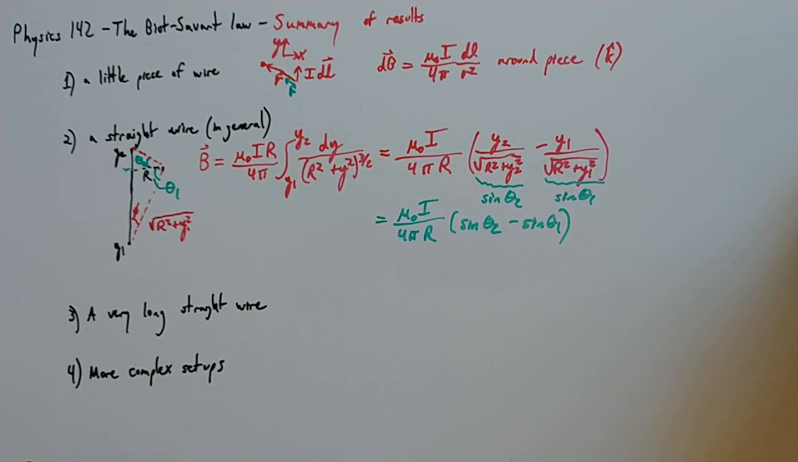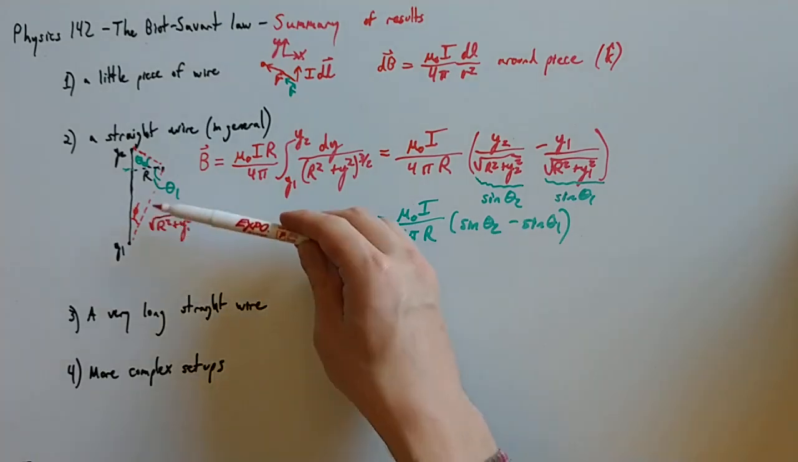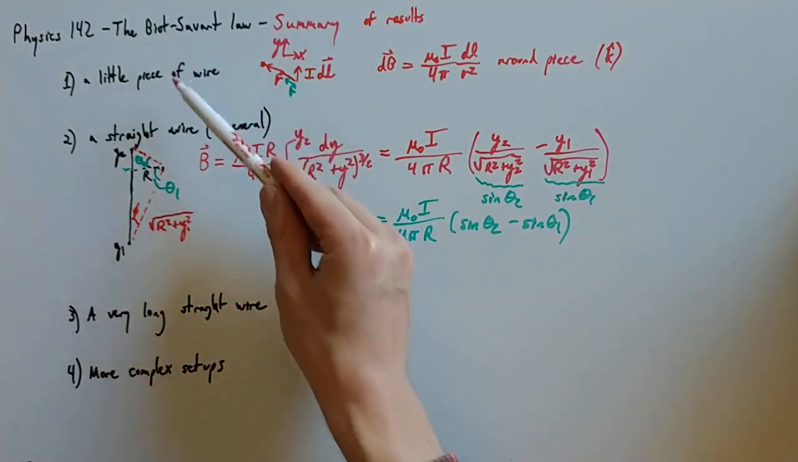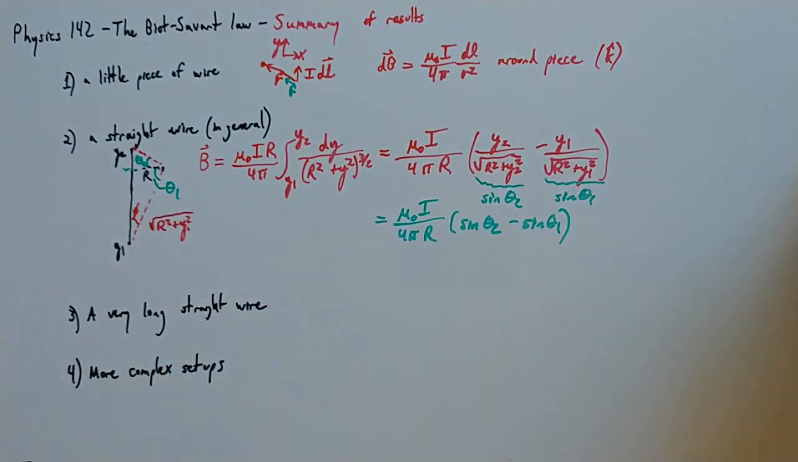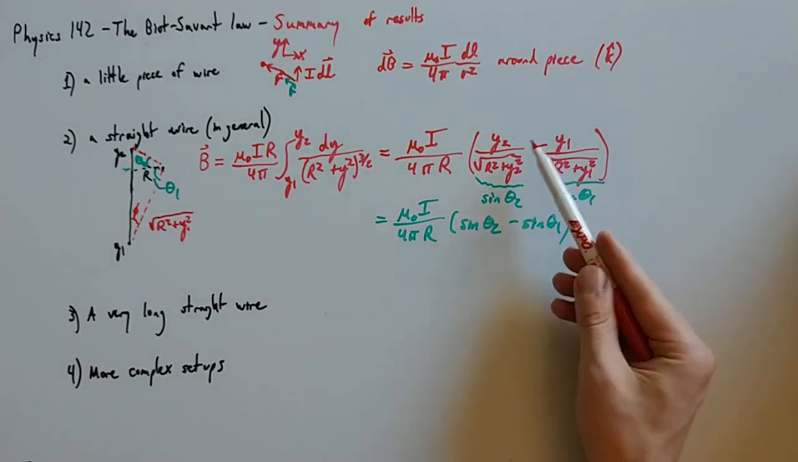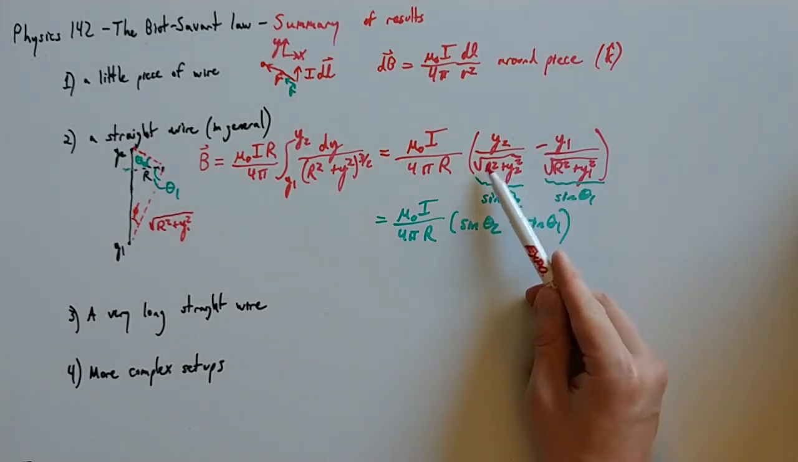Then what we said is, well, what if we make this wire really, really long? So we take y2 and we make that go up to be a really big number, and we take y1 and we make that go very, very negative. Then what ends up happening is that these r's don't really matter, all right? These r's don't really matter.